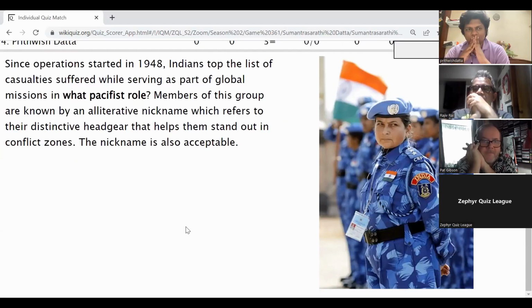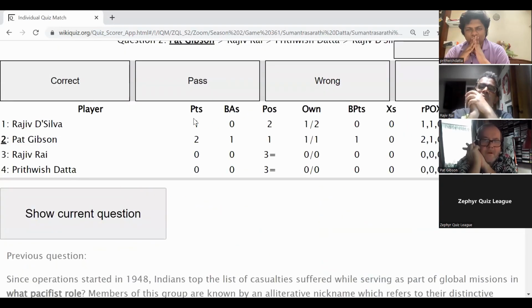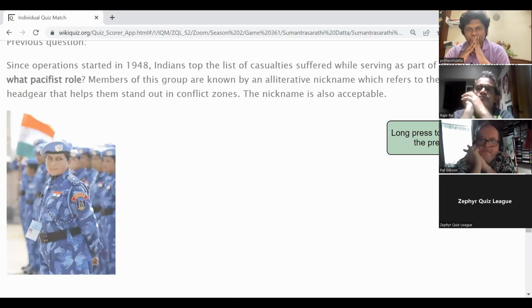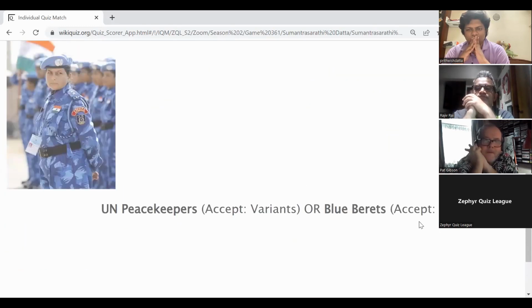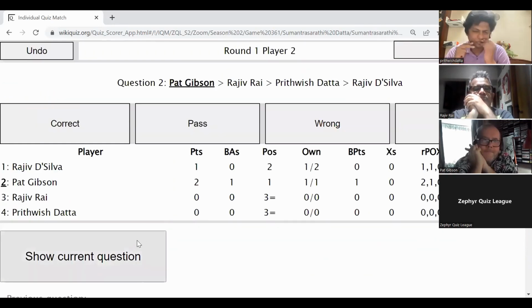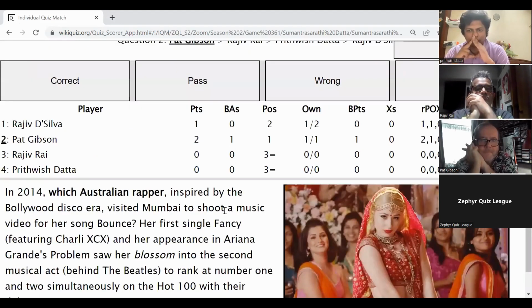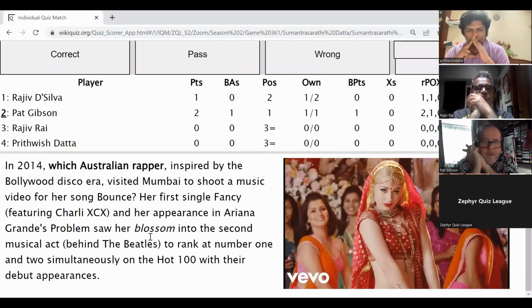UN peacekeepers. UN peacekeepers is correct, and also blue berets. The blue berets as well. So blue helmets, acceptable. And your second direct fact, in 2014, which Australian rapper, inspired by the Bollywood disco era, visited Mumbai to shoot a music video for her song Bounce.